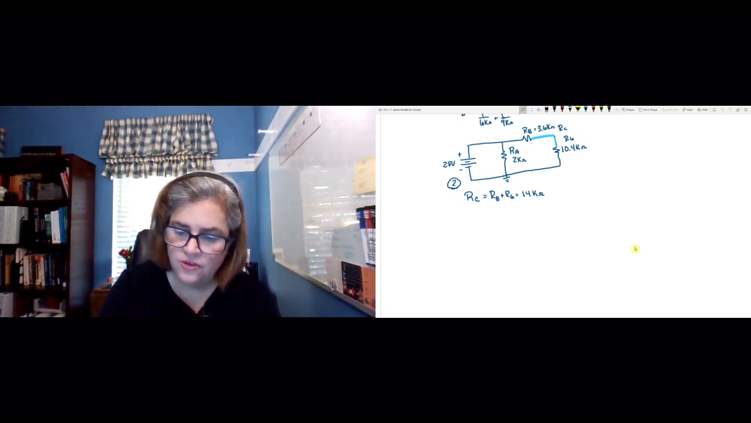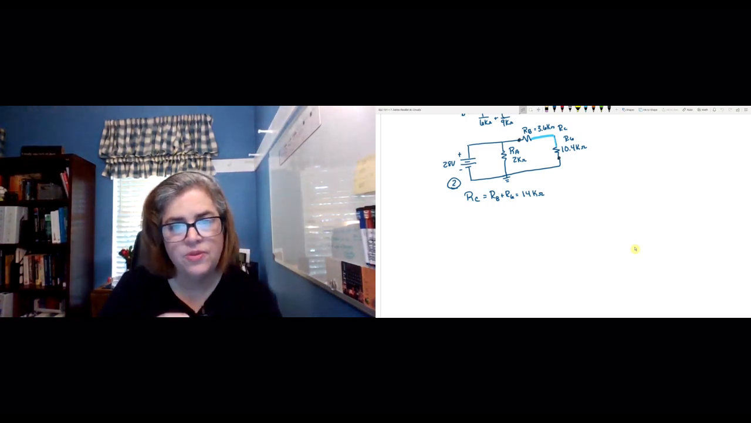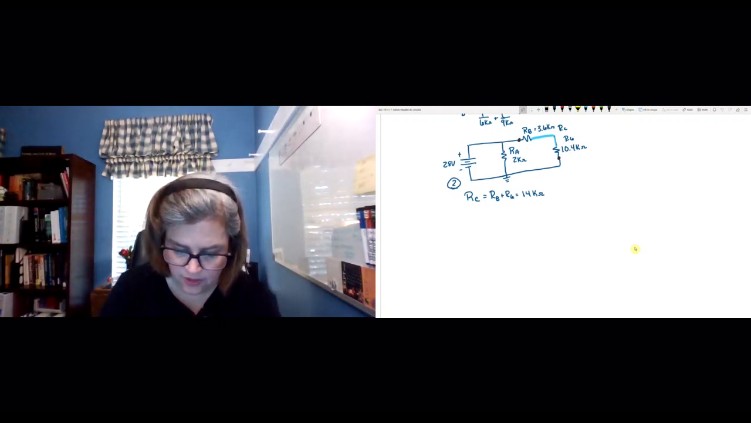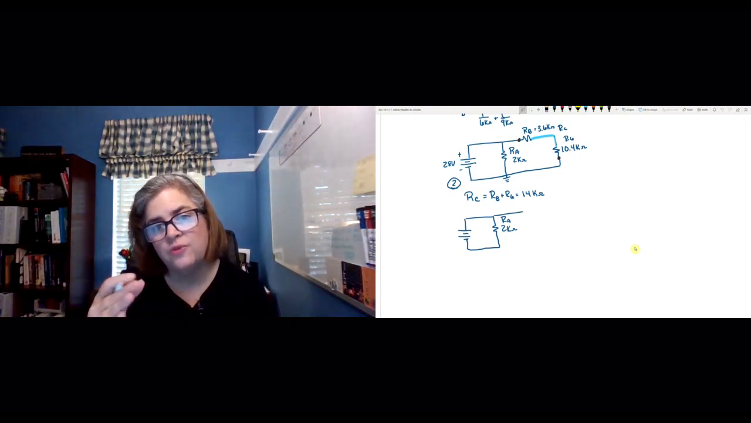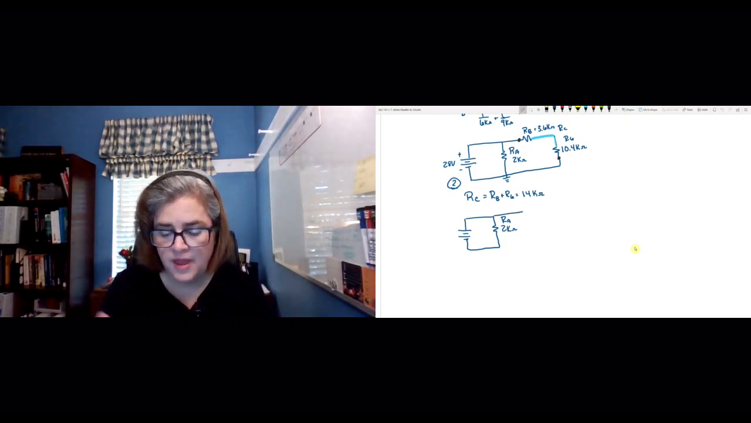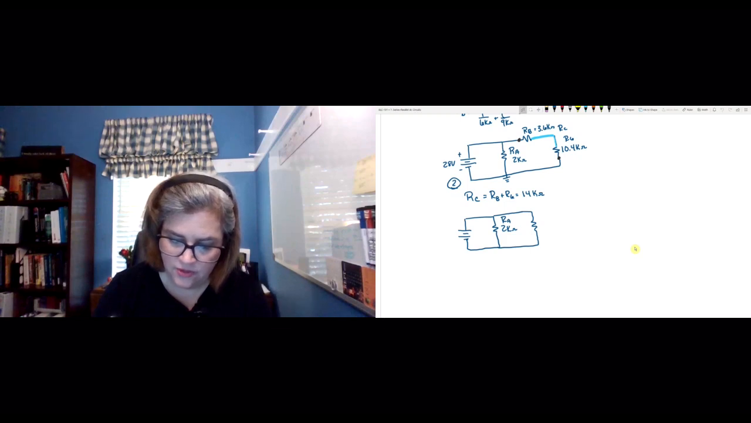I'm just going to redraw the circuit. I'm going to remove RB and R6 from the circuit, and I'm going to replace them with the 14 kilo ohm resistor, because that's really the same thing. Now the question is where to draw that 14K. Well, it could go up where RB is, or it could go where R6 is. It really doesn't matter. I'm just going to draw it where R6 was. As long as it's on that branch, it really doesn't matter. So that's RC, which is 14 kilo ohms.